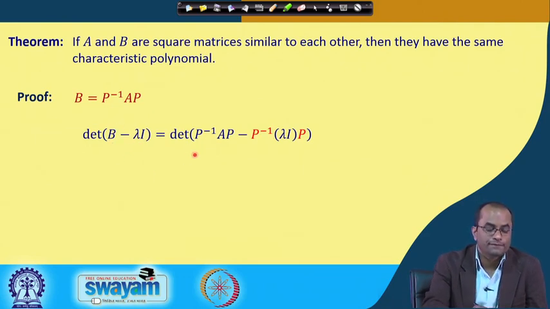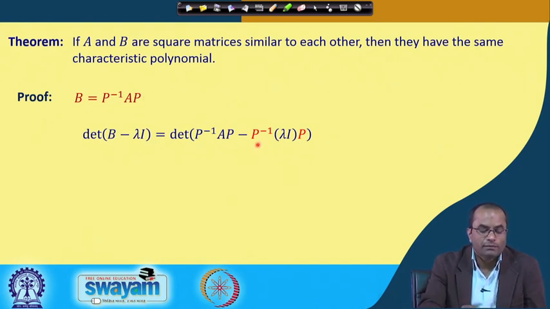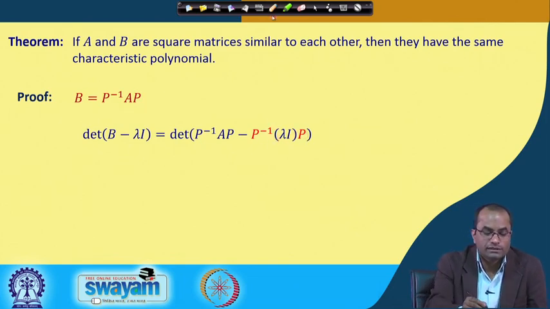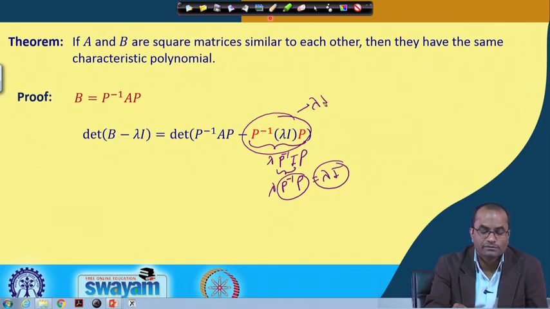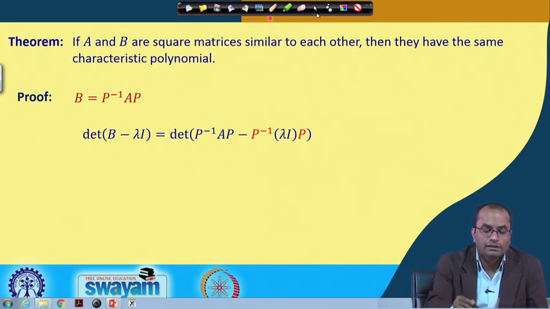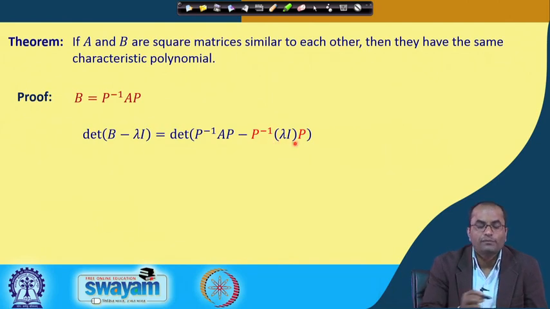This is equal to the determinant, where we replace B by P inverse A P minus the same thing, P inverse P, that is the identity matrix we have introduced here. You can see easily that this is nothing but lambda I, because lambda we can take common, then we have P inverse I P, and P inverse I P is nothing but I. So lambda times I. We have just rewritten it in this form, P inverse lambda I P.